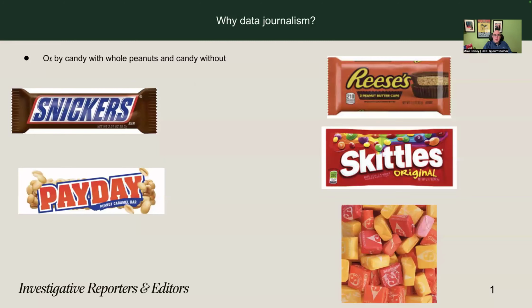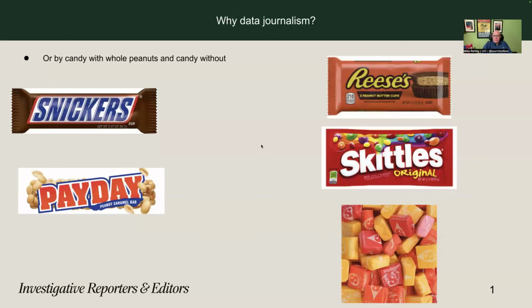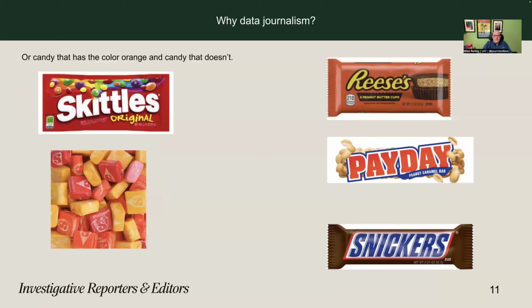You can also group the candy by those that have whole peanuts in them and those without. Snickers and Payday have whole peanuts. Reese's has ground up, it's like that peanut butter mush that they put in it. So it doesn't really have whole peanuts in it. And Skittles and Starburst sure as heck don't, or they would taste disgusting. But you can group them that way. These are different ways, same data set, same number of candy bars, but you're just grouping them differently.